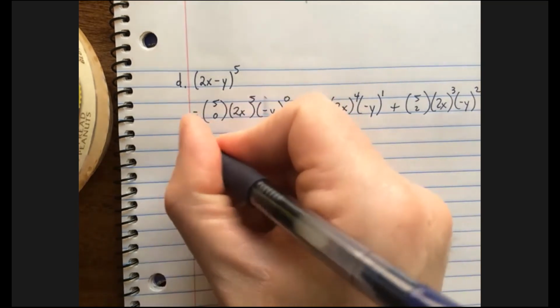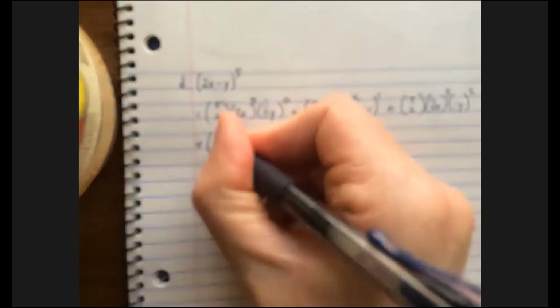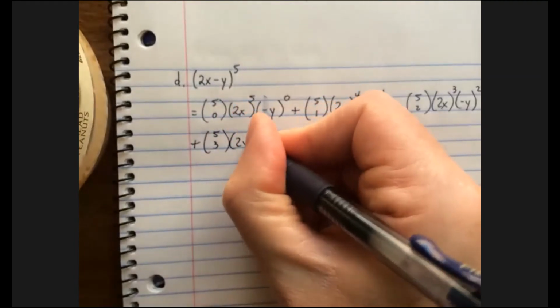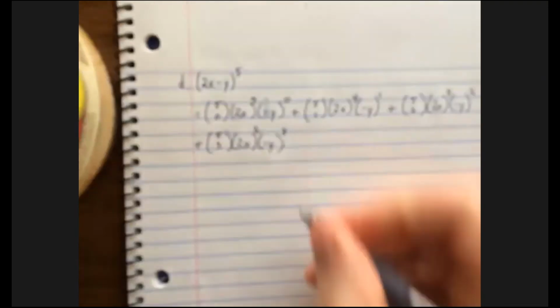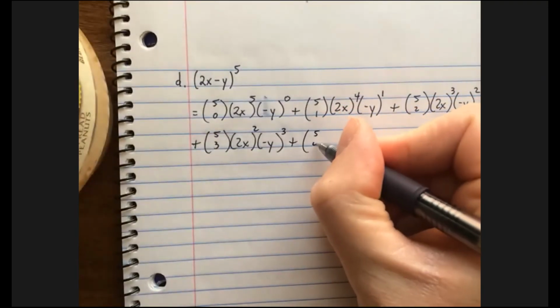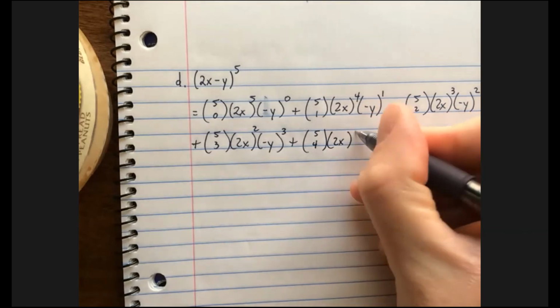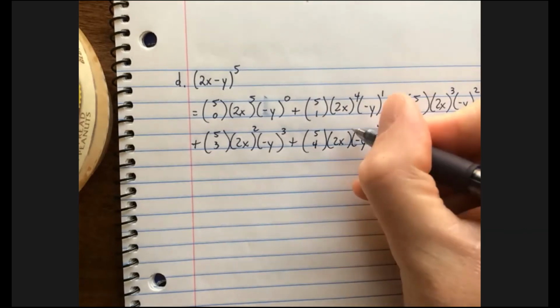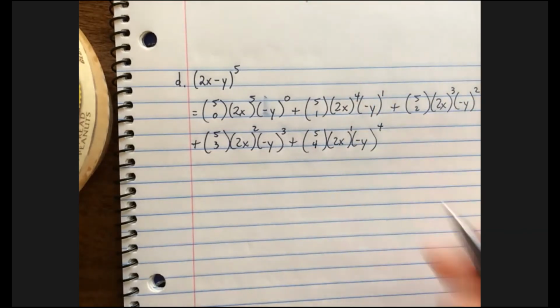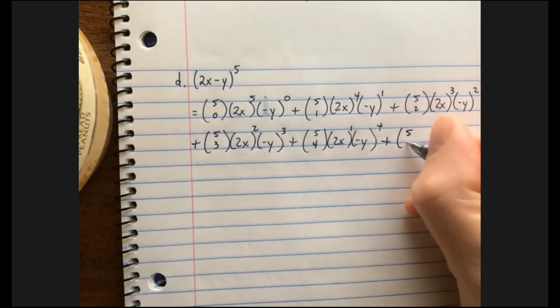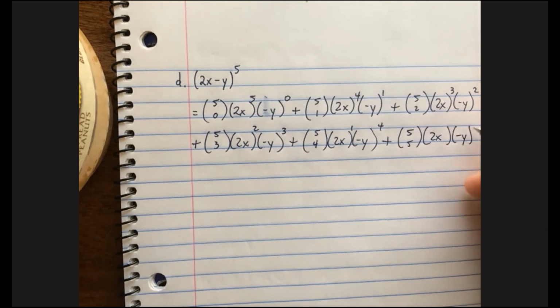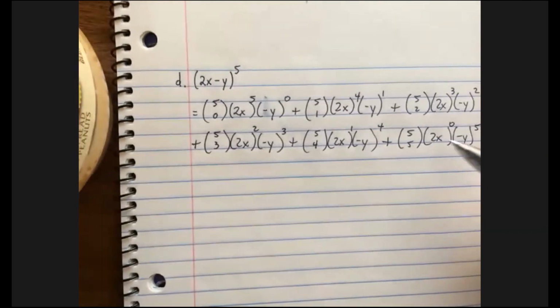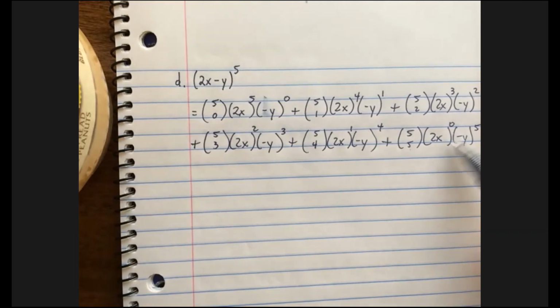All right. See, we're at 5 choose 2, so now we're at 5 choose 3. We have 2x and negative y. This is a 3, that one's a 2. 5 choose 4. That's a 4, that's a 1. And then our last one, 5 choose 5. So 2x and negative y. So remember the 5's match, so that one has to be a 0 for the 2x.